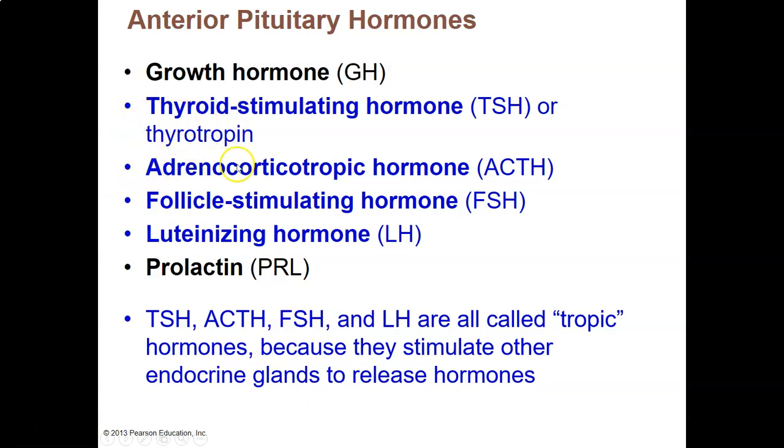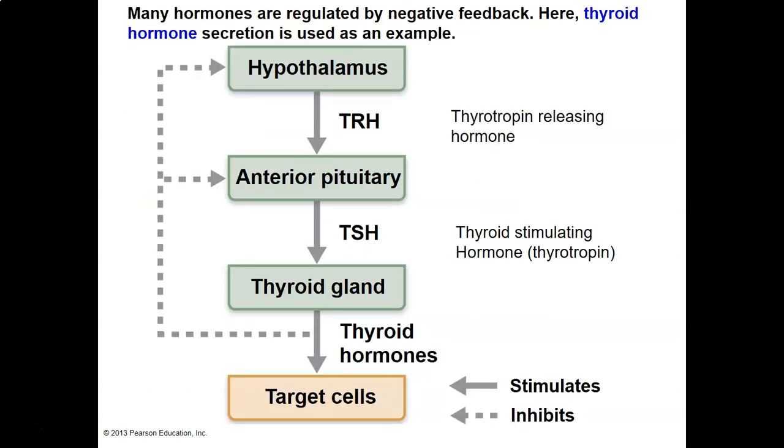Another name for thyroid stimulating hormone is thyrotropin, because it is an activator of the thyroid. And we'll find out that that's an important thing to realize, that naming scheme. Adrenocorticotropic hormone is also called corticotropin. And these two are called gonadotropins. So those names, as you'll see, will come up again.